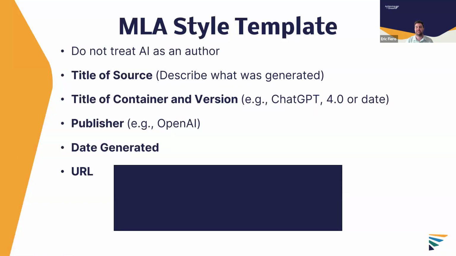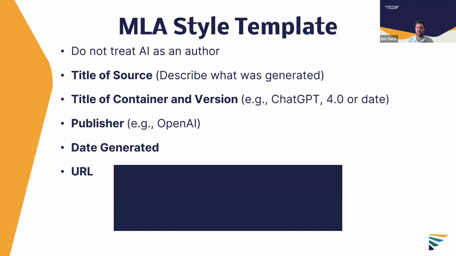For MLA specifically, this is some of the guidance they give. I'm using MLA as an example because I don't want to get too deep on all three of them, and I know that MLA is the more standard English one, at least as far as I remember from grad school. They do not recommend treating AI as an author. This differs from Chicago, which does treat AI as an author. So there are differences between the different models.